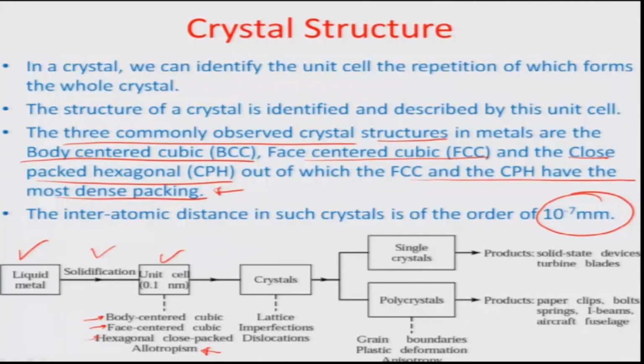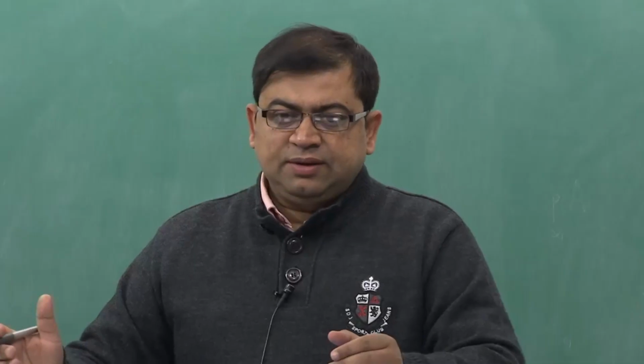You then formulate the repetition of these unit cells, which leads to the long range order of arrangement of materials called crystals. So, you have now in these crystals lattice imperfections, dislocations, so on and so forth, and these crystals would be forming either single crystals or polycrystals. Single crystals, of course, are used for very specific applications where you really need a defect free predictable behavior of the material.